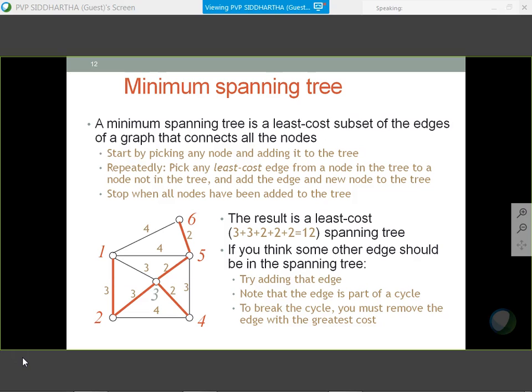You are talking about a tree, so you have to make sure that whatever edge you are adding is not forming a cycle. If you have a cycle, you break the cycle and remove the edge with the greatest cost, because the goal is to have minimum cost, right?